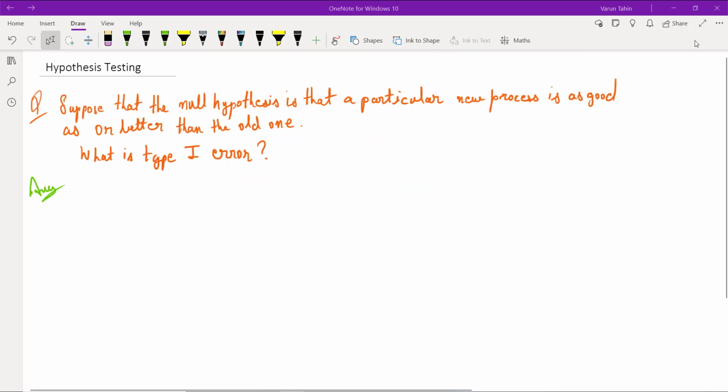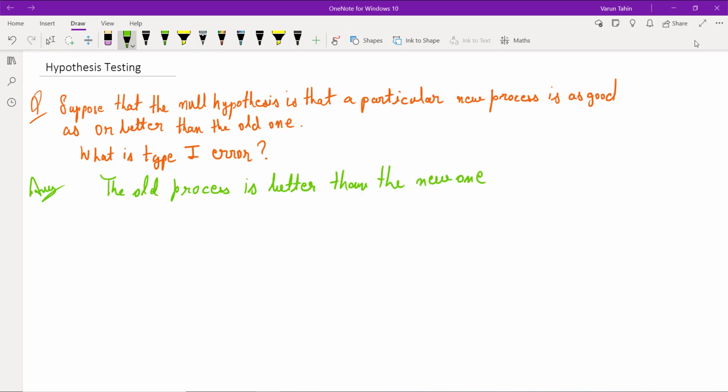Now we have a question. Suppose that the null hypothesis is that a particular new process is as good as or better than the old one. So can you just pause the video here and tell me what will be the type 1 error here? So if you guys can recall, the type 1 error occurs when we decide to reject the null hypothesis when actually the null hypothesis is true. Okay, so the type 1 error here will become the old process is better than the new one when it is actually not.